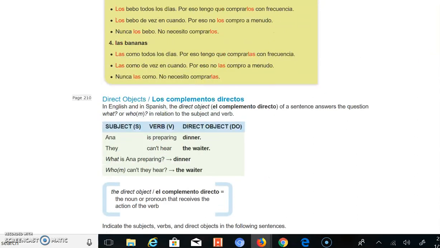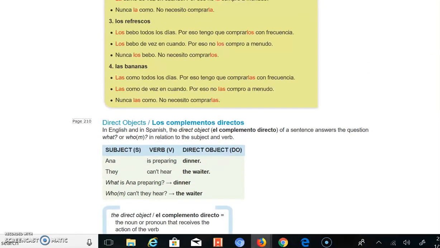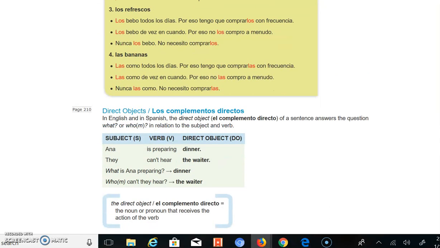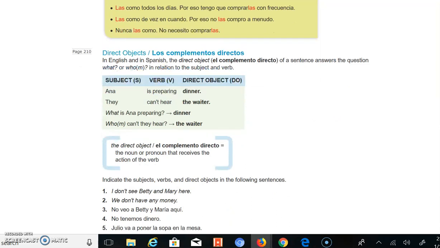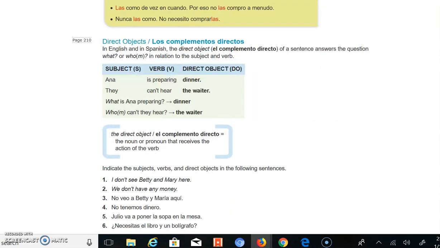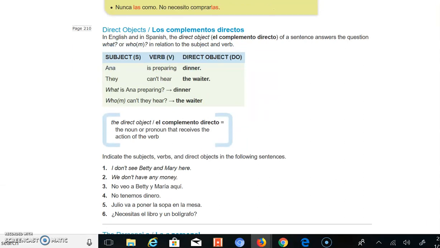Okay, these are direct objects, what we've just been looking for. Direct object pronouns, the ones we just went over: lo, la, los, and las. Now, they're objects of verbs. For example, Anna is preparing dinner. Dinner is the object of the verb preparing. They can't hear the waiter. The waiter is the object or person that they're referring to that can't hear. So whom can't they hear? The waiter. So a pronoun could stand for a person or a thing.